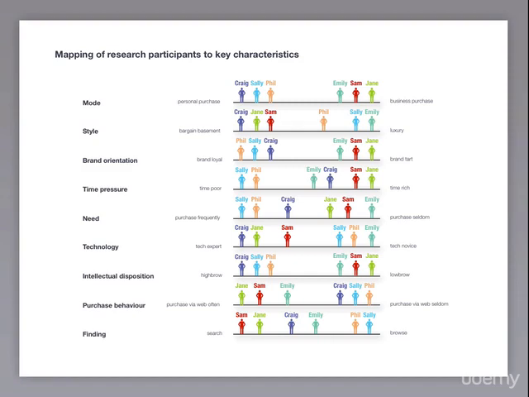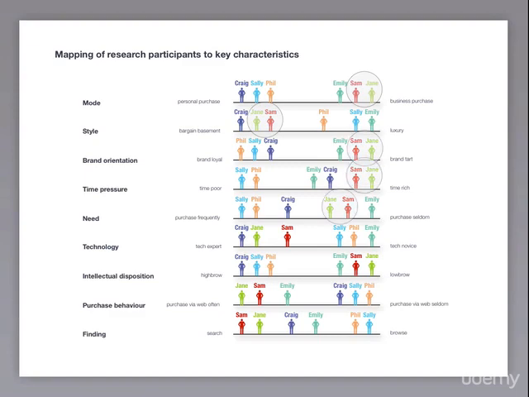And what we're looking for is patterns in this table. Which interviewees tend to cluster together? Well, it looks like Sally and Phil share many of the same characteristics. Sally and Phil buy stationery as a personal purchase. They tend towards the luxury end, especially Sally. They're brand loyal, time poor. They purchase stationery frequently. They're technology novices. They're highbrow. They use the internet for purchases rarely, and they're browse dominant.